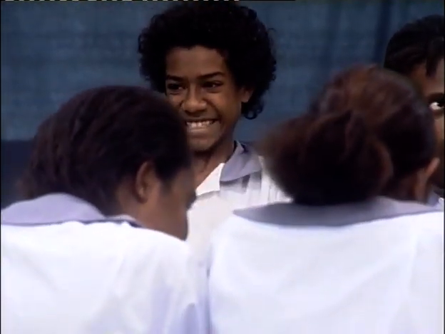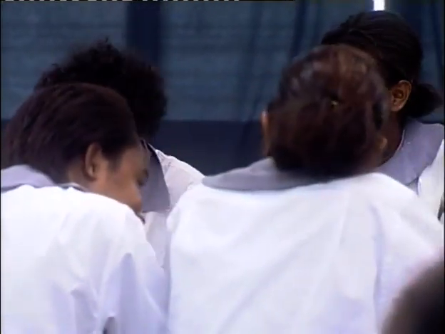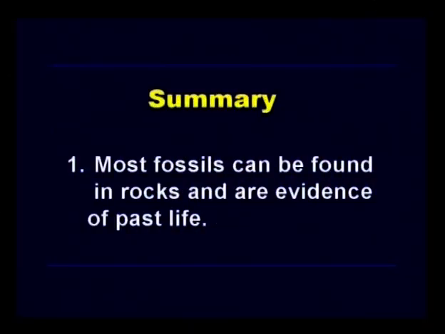Now, class and receiving students, what Tulanga is saying when he says the shape of the shell is actually an impression. When we looked at the definition earlier, it said preserved remains or impressions. So that is what Tulanga means when he says the shape of the shell. Now, our summary: most fossils can be found in rocks and are evidence of past life on Earth.